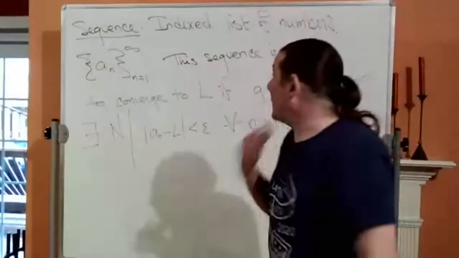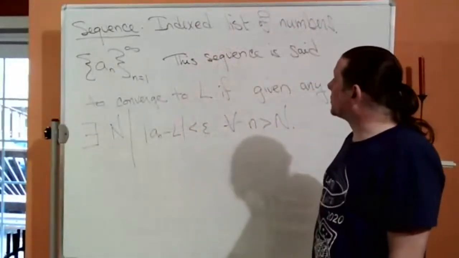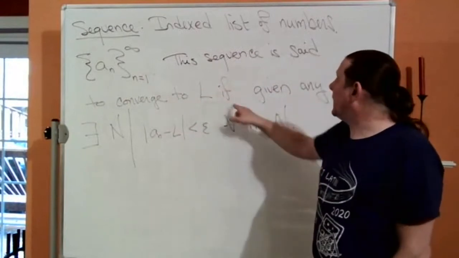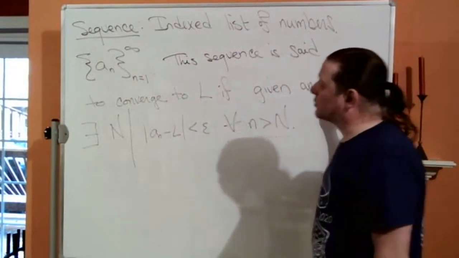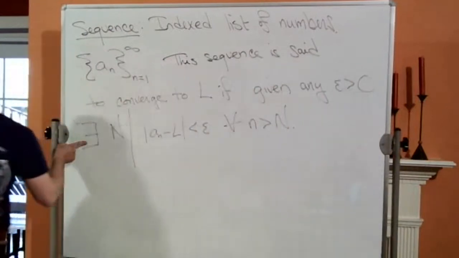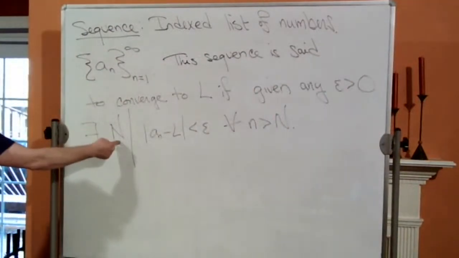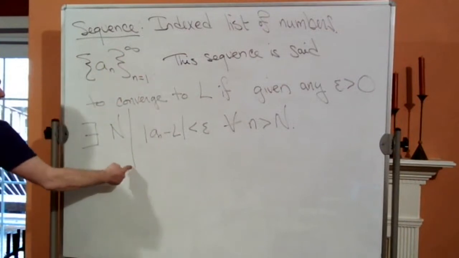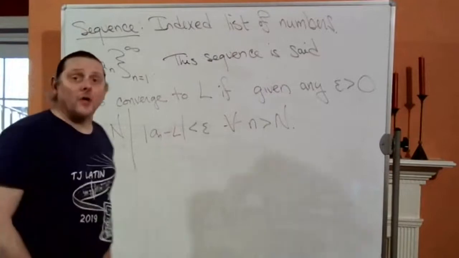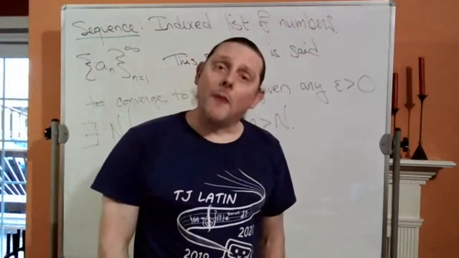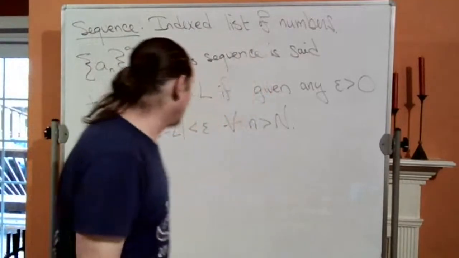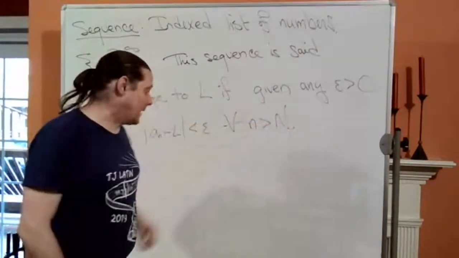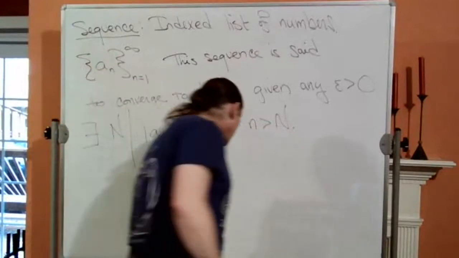All right. So a sequence is an indexed list of numbers. It is said to converge to a limit L if, given any epsilon greater than 0, there exists a capital N, such that the absolute value of a_n minus L is less than epsilon for every n greater than capital N. So what does this mean?